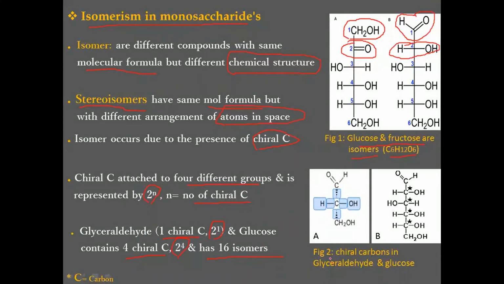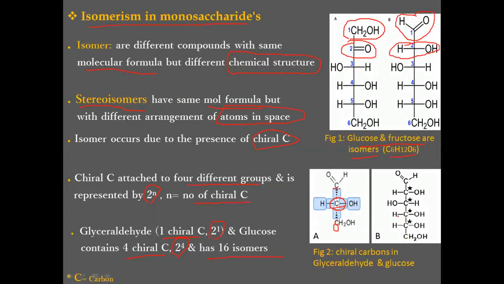In this figure, glyceraldehyde and glucose with their chiral carbons are given. This A is glyceraldehyde. You can see this is carbon 1, this is carbon 2, this is carbon 3. Only carbon 2 is attached to 4 different groups, so this carbon is a chiral carbon. So glyceraldehyde has 2 isomers.